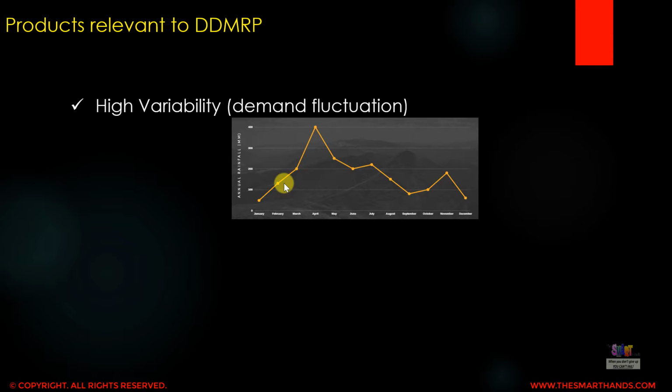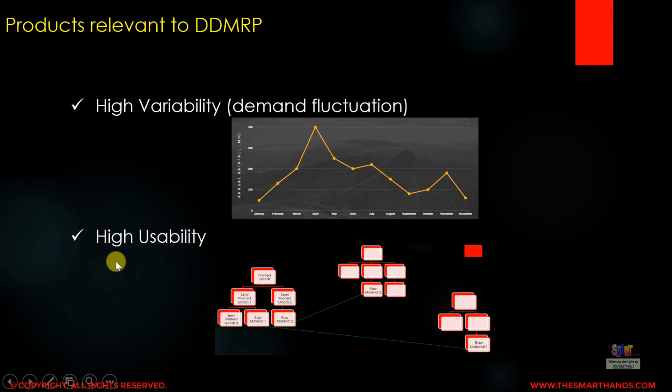The second main factor is high usability. High usability means in how many BOMs this item is used. For example, if you look at this picture, on the top you have finished goods, and at the bottom you have raw material 1 and raw material 2. Now raw material 2 can be used in maybe hundreds of different BOMs, and raw material 1 can also be used in thousands of other BOMs. So this DDMRP functionality is relevant for those products that have high usability.